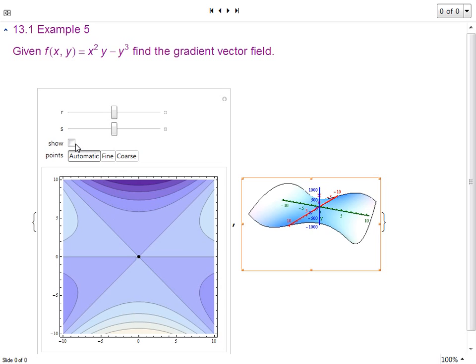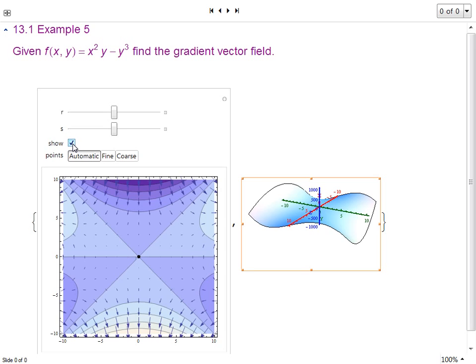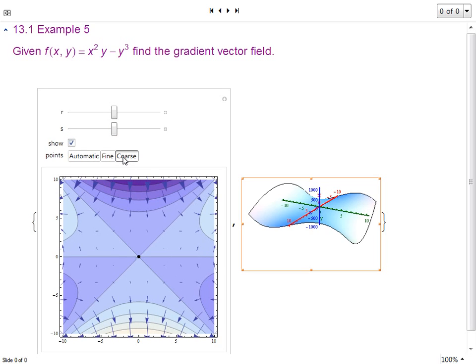Okay, now let me add, when we look from the top like this, that's kind of like the domain, right? That's two-dimensional space. If I add the gradient vector field on top of this, and let me make it coarse so you can see it, you'll see that the gradient vector field is actually corresponding to the surface in some way here, right? The gradients right here and right here.